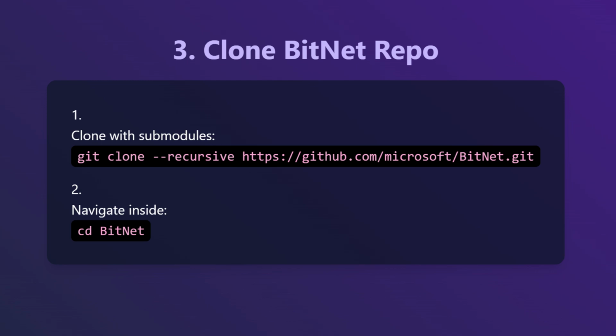So the next step is that we can finally go to the GitHub BitNet repo, and you can clone that to your local machine. With git clone, pay attention to the --recursive flag. It will get the dependencies downloaded as well. And secondly, just change your directory to the downloaded BitNet directory.